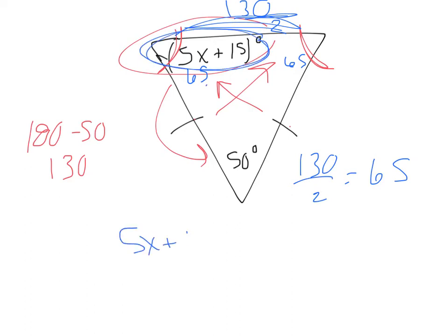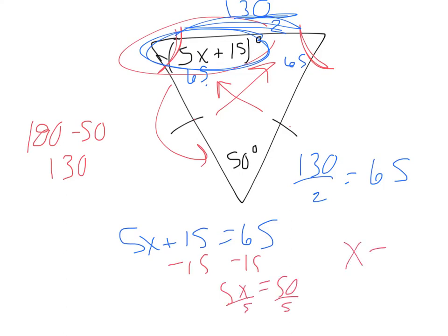So we're going to go like this. Now we'll subtract 15 from both sides, get 5x equals 50. Divide both sides by 5, so x will equal 10.